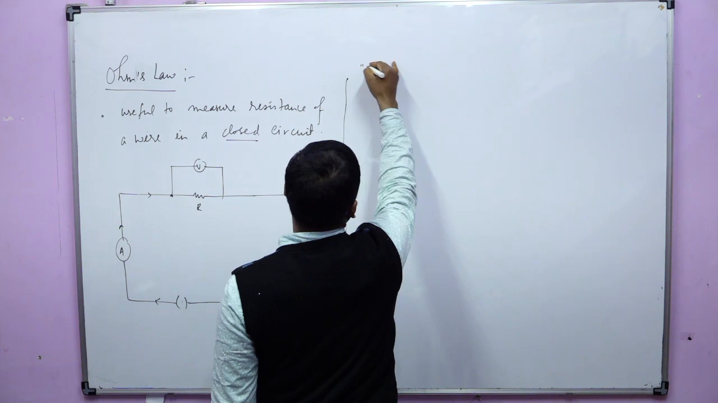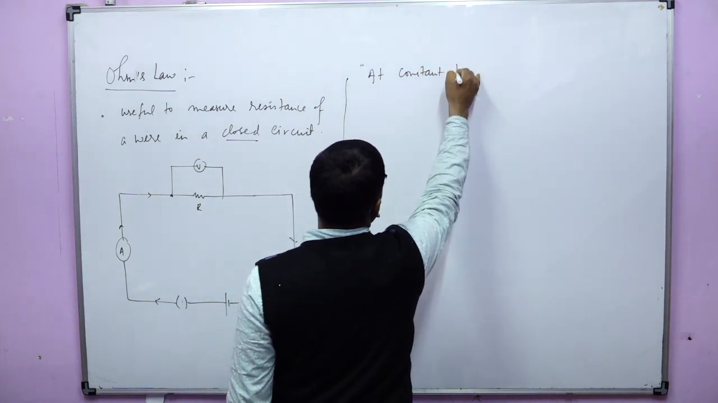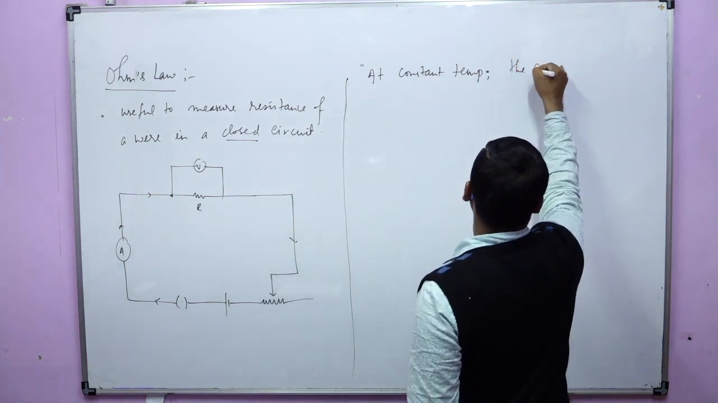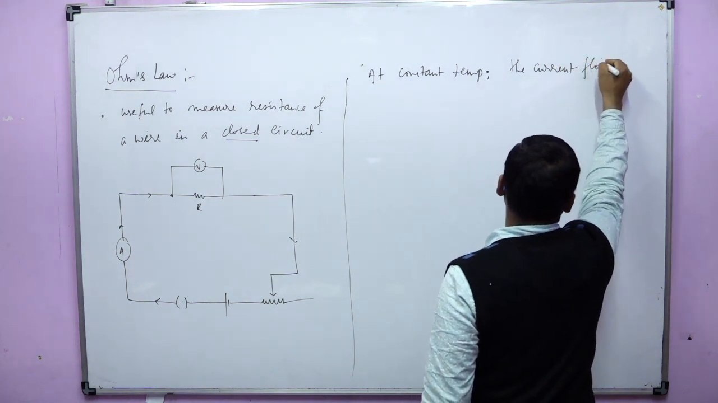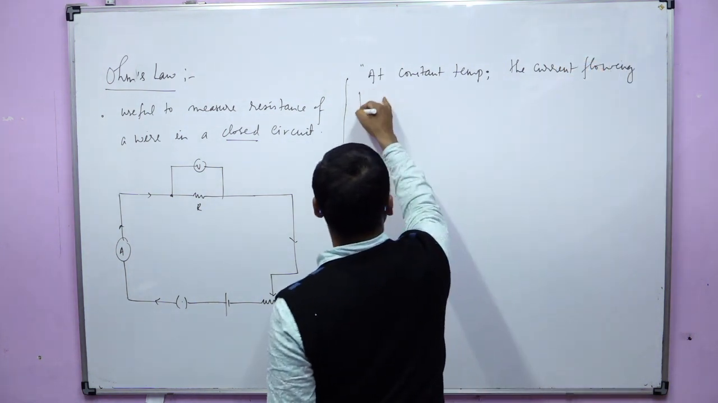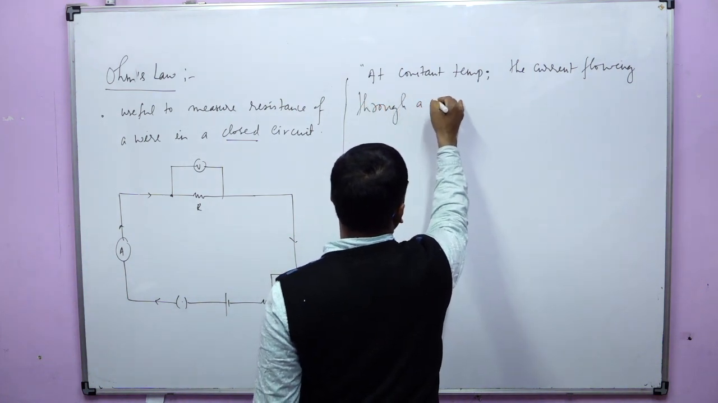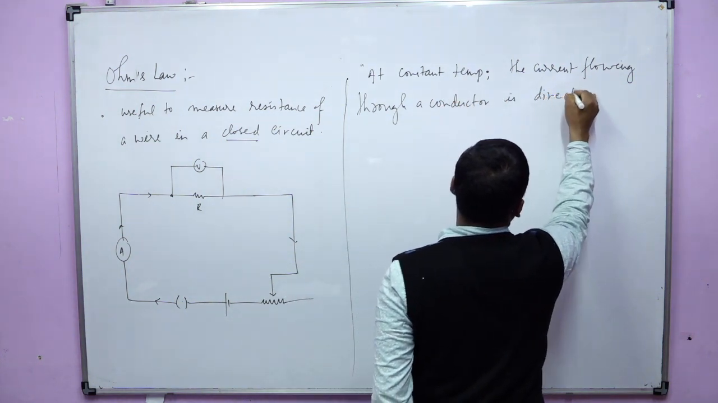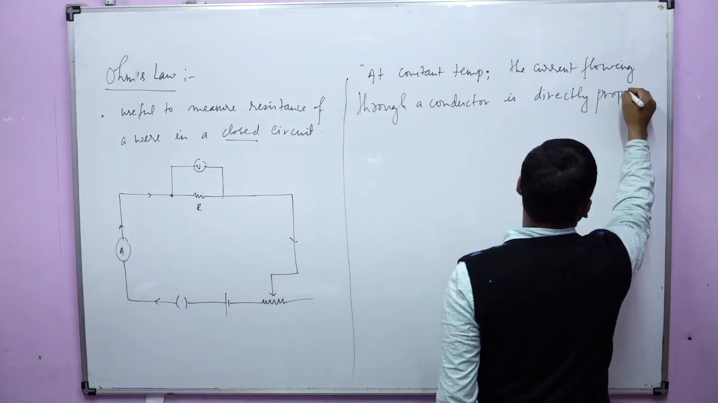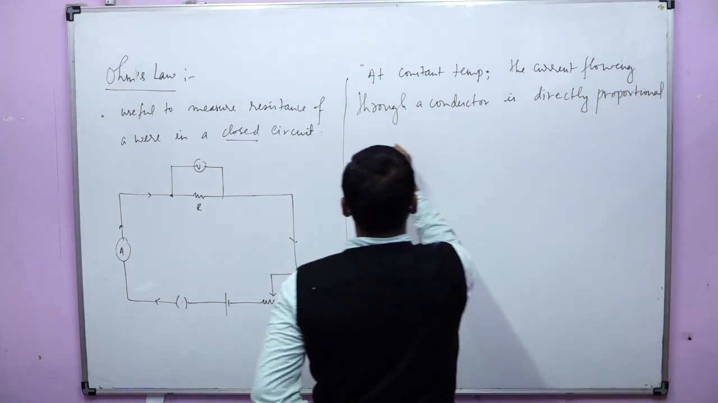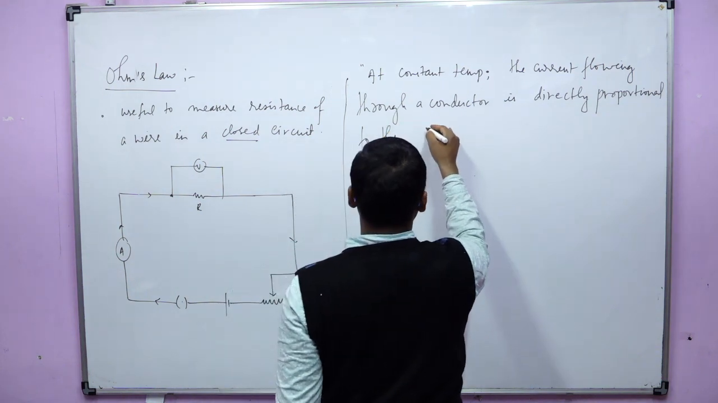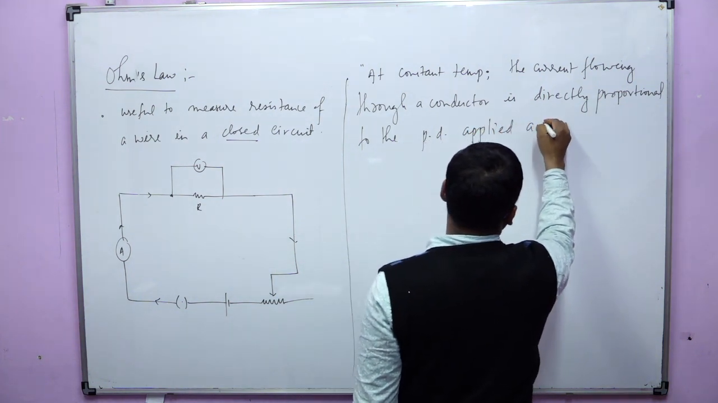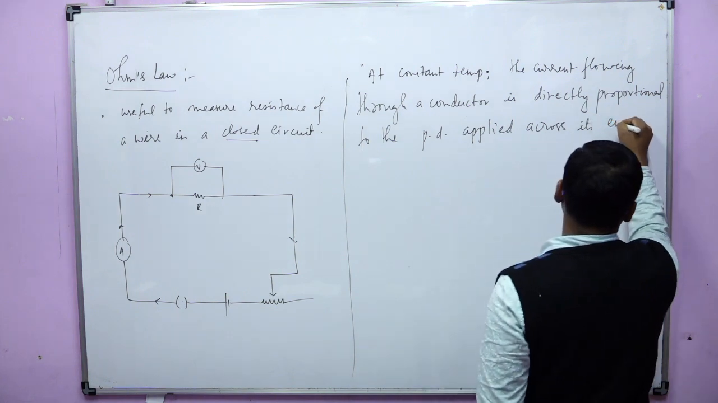At constant temperature, the current flowing through a conductor is directly proportional to the potential difference applied across its ends.